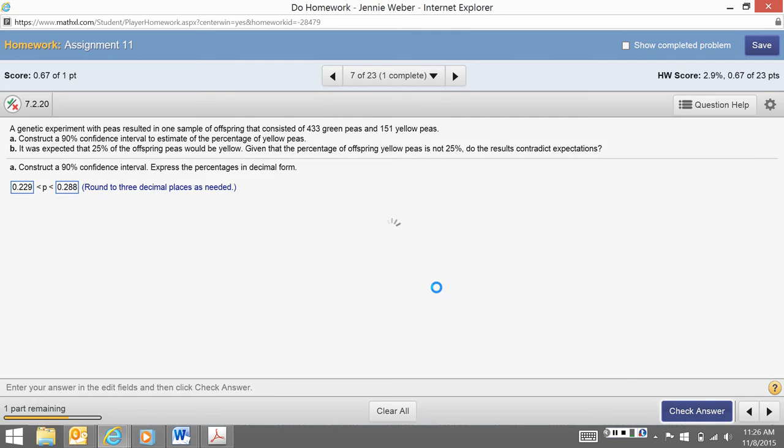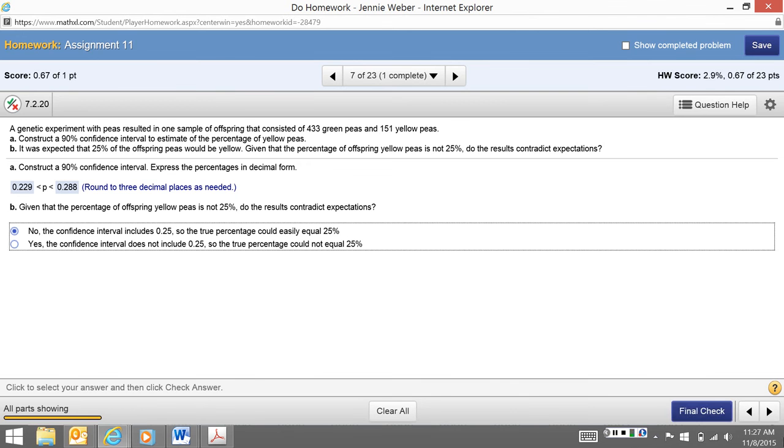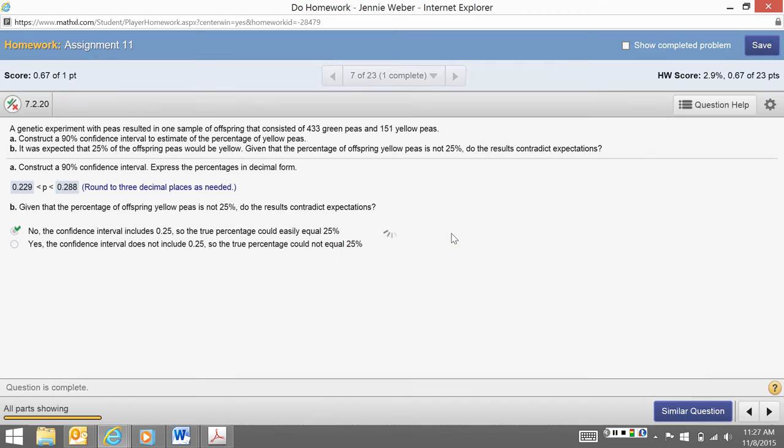Okay, so let's check the answer. Then this asks, given that the percentage of yellow peas is not 25%, do the results contradict the expectations? Well, no, because if we look at our confidence interval, 25% is in here. We're roughly between 23 and 29%. So no, it includes 25%. So this does not contradict it. We don't know what the true one is. This just says that 25% is in here, so it's totally likely that could be the true proportion. We don't know what it is because we don't have the population information. But based on our sample, this is possible.